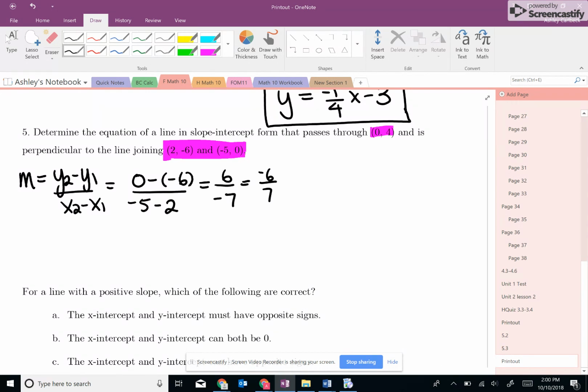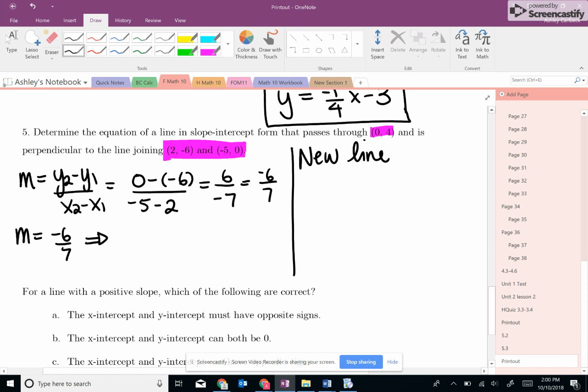But in forming my new line, I'm looking for the slope that is perpendicular to those lines. So if the slope equals -6 over 7, then the perpendicular slope is, that one is negative, so this one's going to be positive, and the reciprocal is flipped to 7 over 6. So my new line is going to have slope 7 over 6.